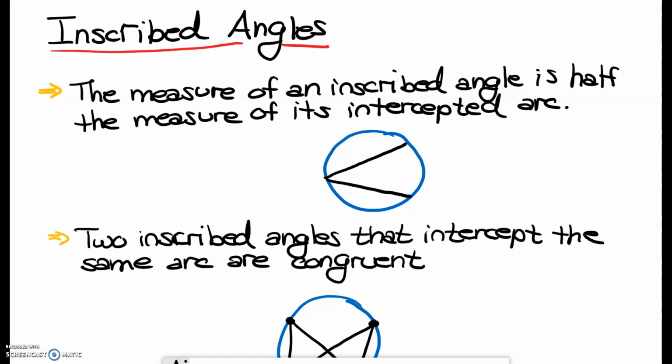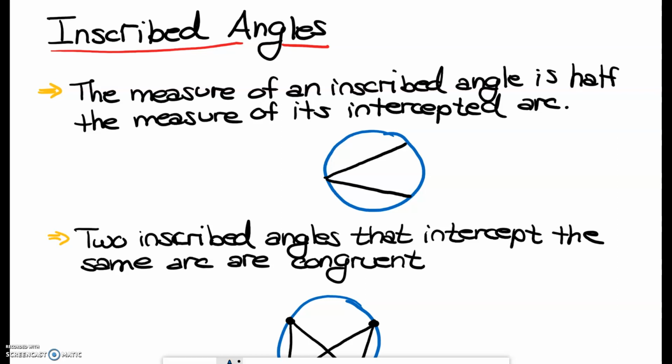In this video, we're going to talk about inscribed angles and all of the theorems and postulates that go along with inscribed angles. So the very first theorem that we're going to look at is the measure of an inscribed angle is half the measure of its intercepted arc. So what does that mean?